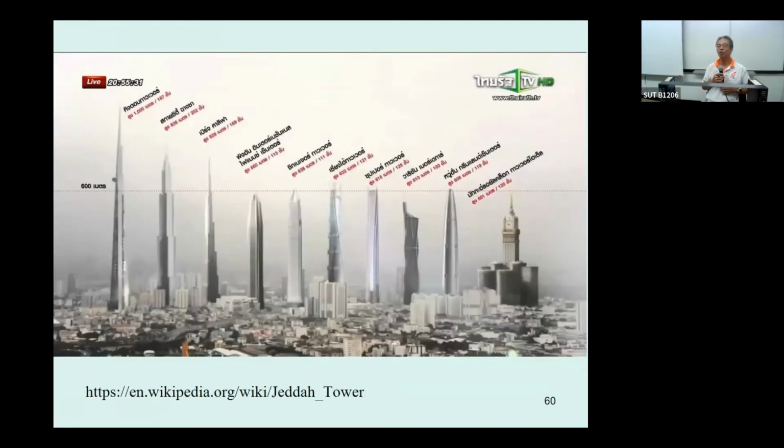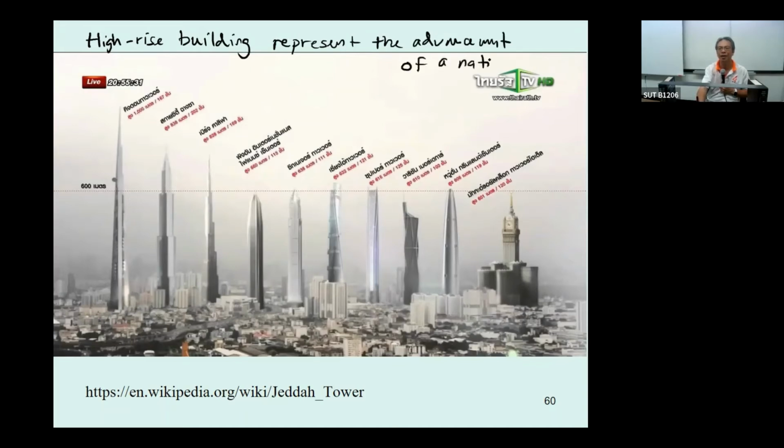Okay, come to what we have for today. I show you the picture of high-rise buildings. Many people consider high-rise buildings to represent the advancement of the nation, and the richness of the nation also.